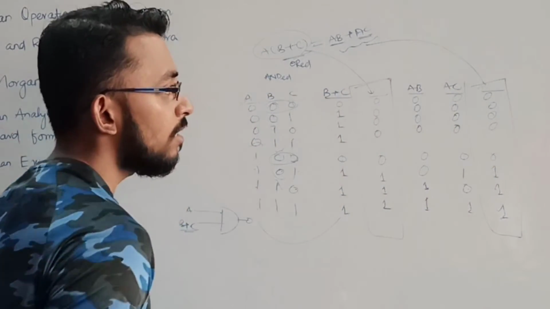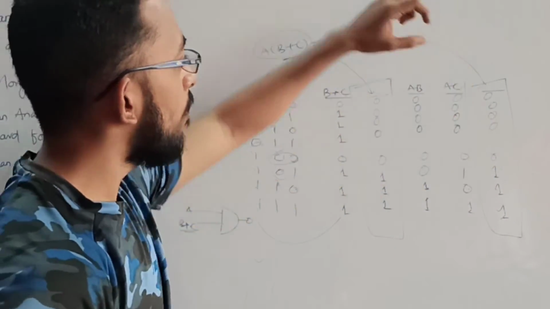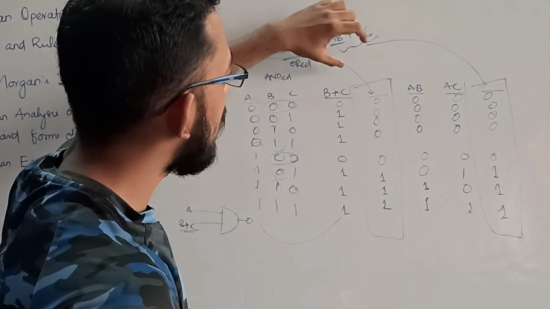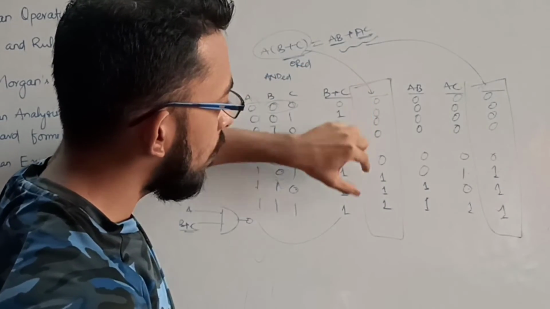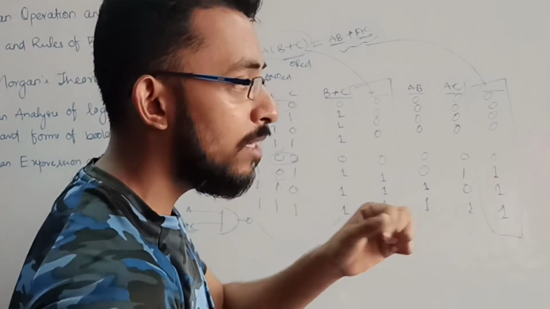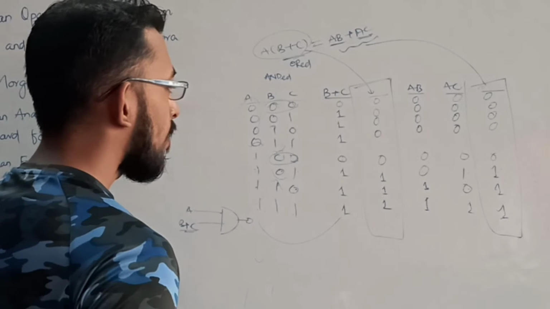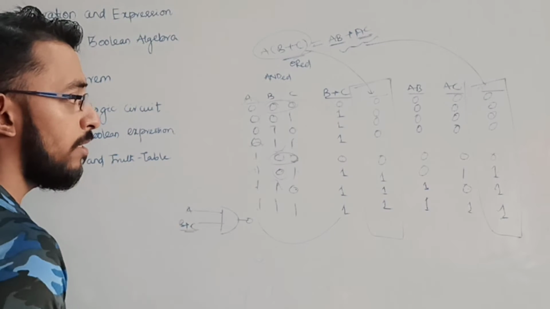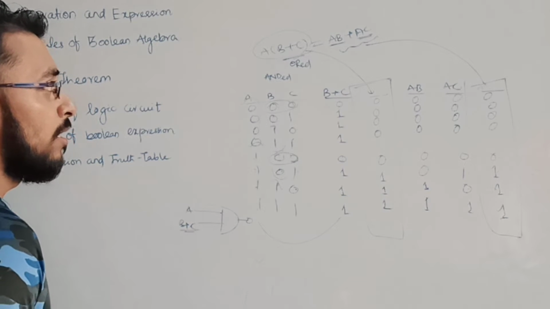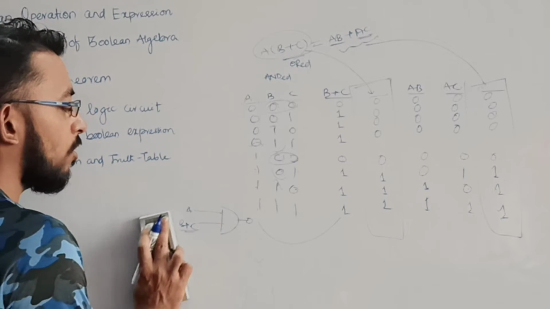So you can check. This is the output of my RHS, AB plus AC. This is the LHS, A into B plus C, and it is the same. 5 0s in a row, then 3 1s. So these are the three basic laws that we might need in our next chapters: associative, distributive, and commutative.